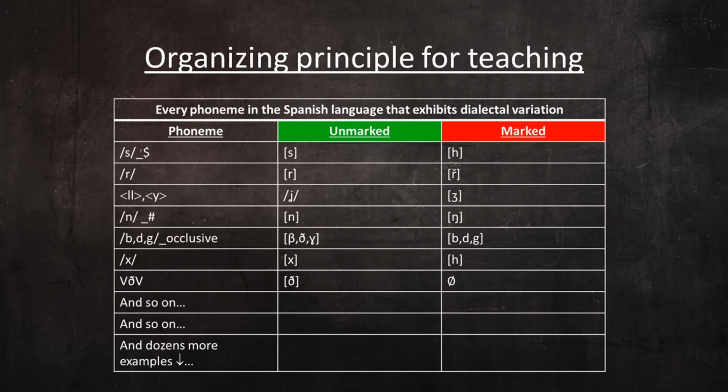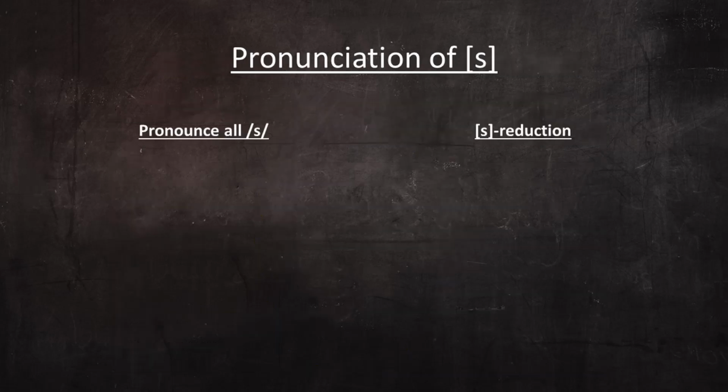Another use for markedness is as an organizing principle in deciding how to teach the language. Should we teach one of the marked dialectal variants of a given phoneme, or should we teach the unmarked form? I think it's fairly obvious that we should teach the unmarked form. Going back to pronunciation of S, would it be better to start out teaching students to pronounce all their S's, or would it be better to teach S reduction?